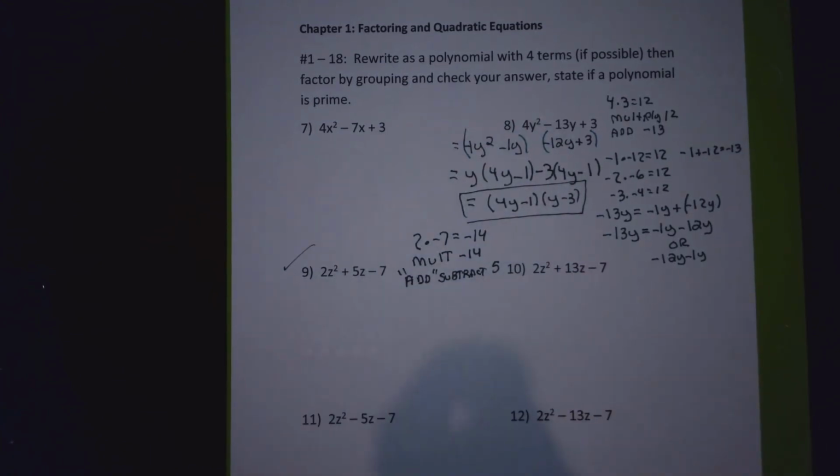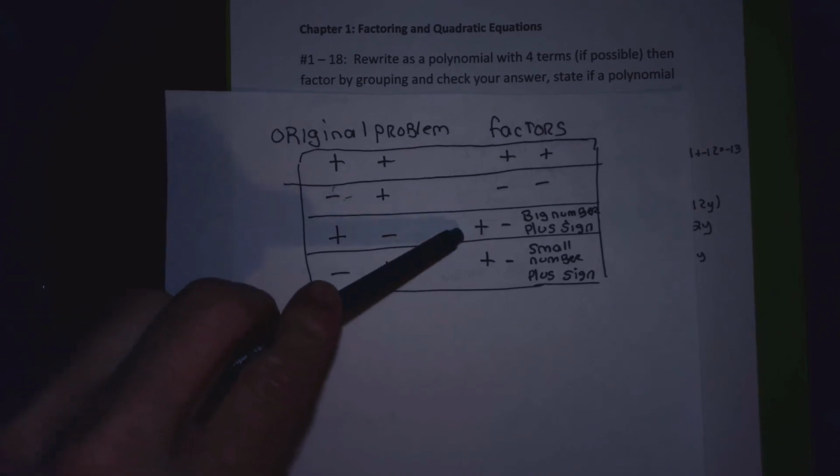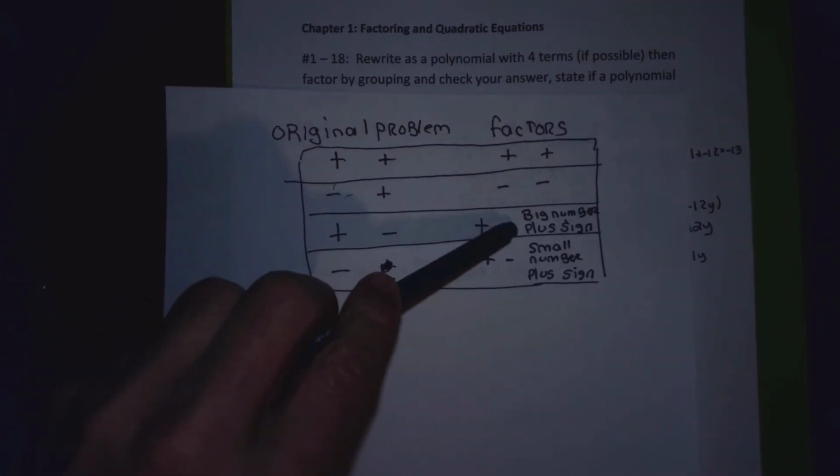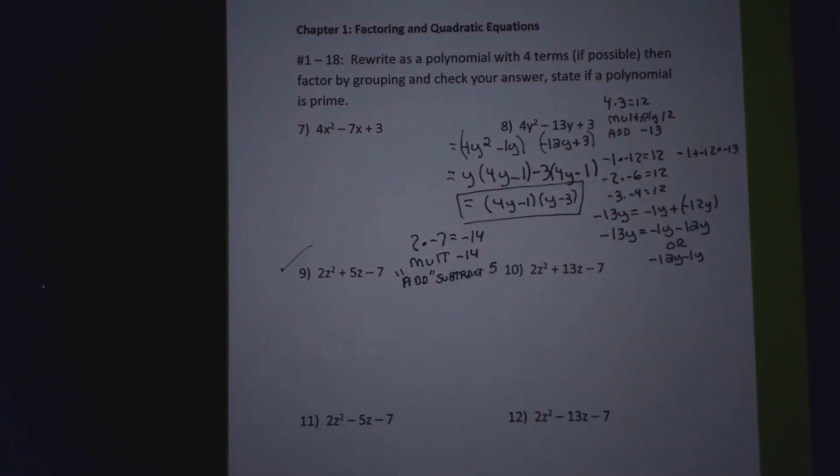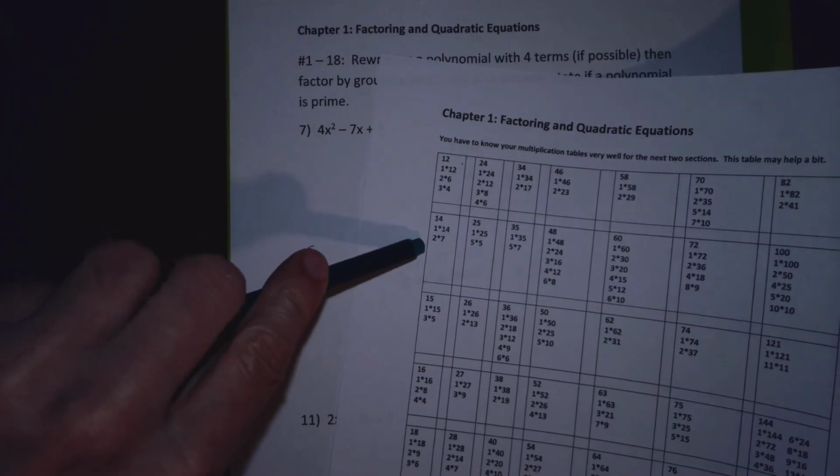And this is usually the third level of my template. So the factors that I'm finding have to be plus and minus. The big number is going to get the plus sign, the small number is going to get the minus sign. For the factors of 14, there's not many of them. There's 1 and 14, 7 and 2.